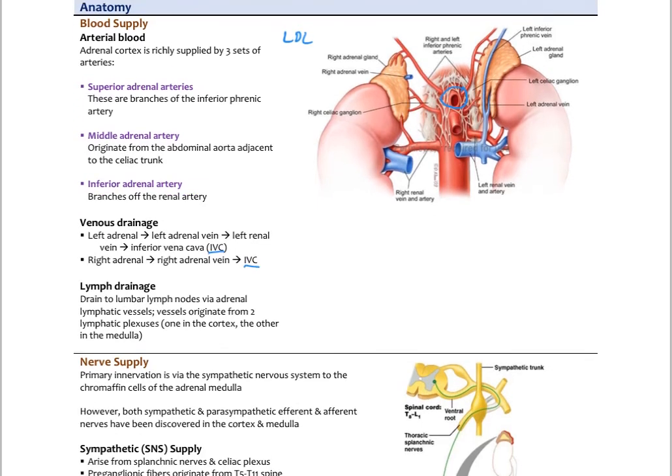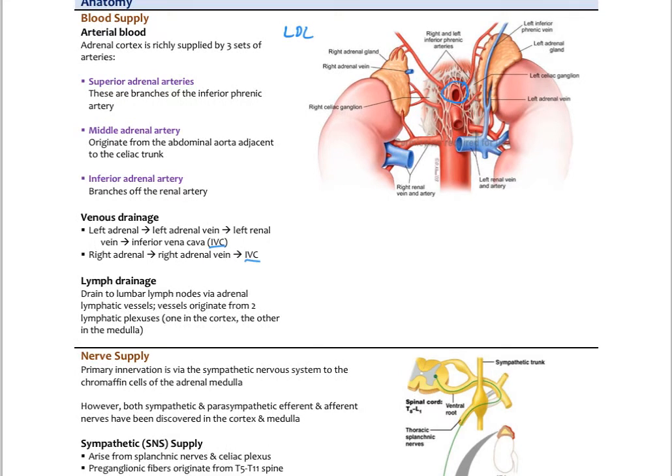The lymphatic drainage of the adrenals, really they drain into the lumbar lymph nodes via the adrenal lymphatic vessels. And there are two lymphatic plexuses, one in the cortex, the other in the medulla, which drains the adrenal. So any adrenal tumors or whatnot would move through that lymphatic system into the lumbar lymph nodes. They'll all conglomerate into the cisterna chyli. That'll go into eventually the thoracic duct into the left subclavian vein. All right, so that's the arterial, venous, and lymphatic supply of the adrenals.